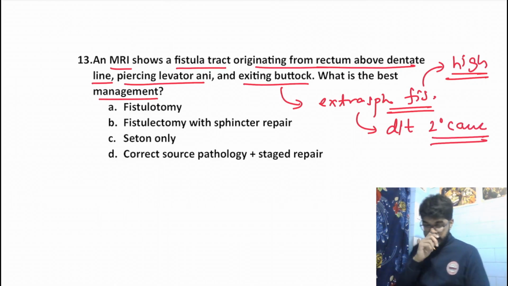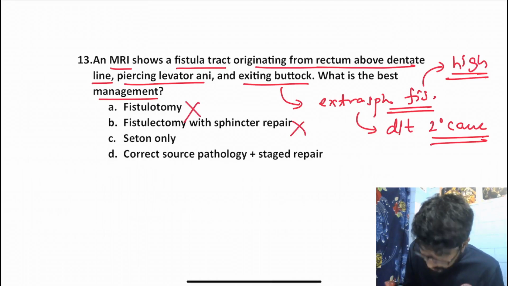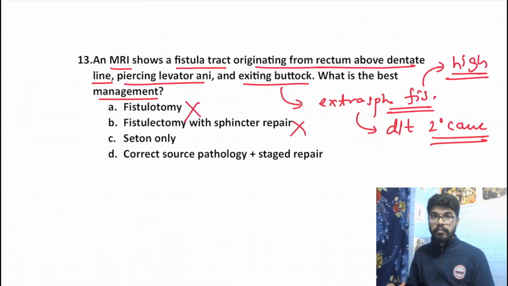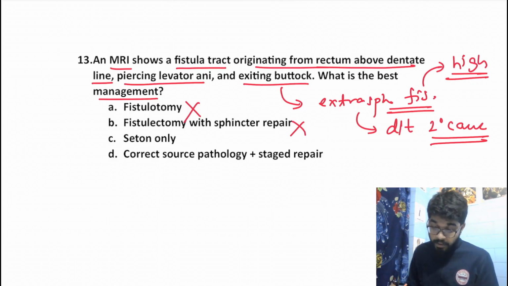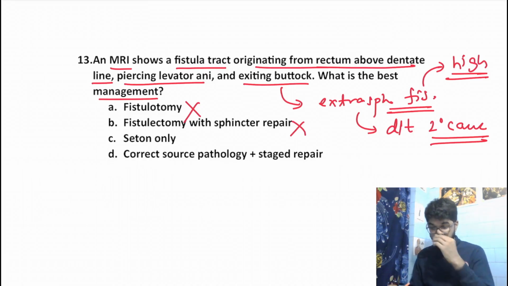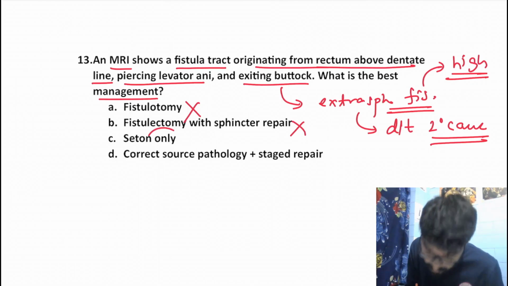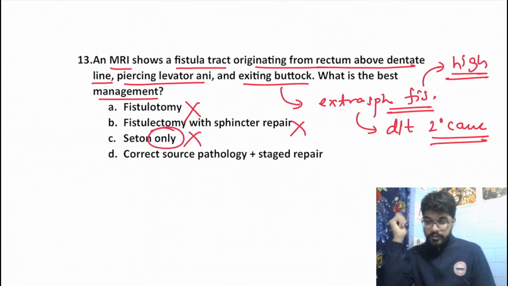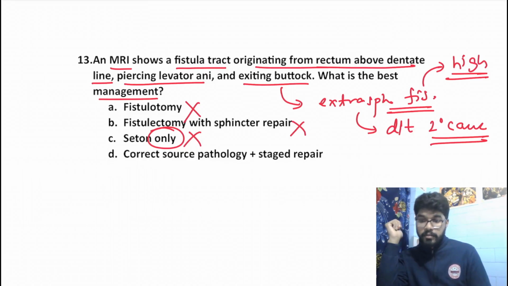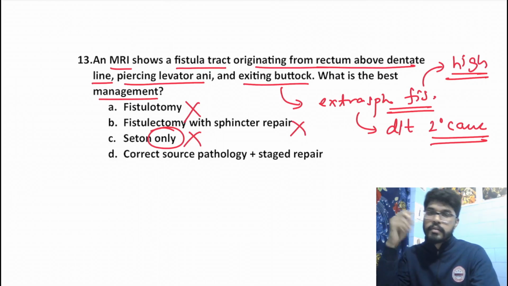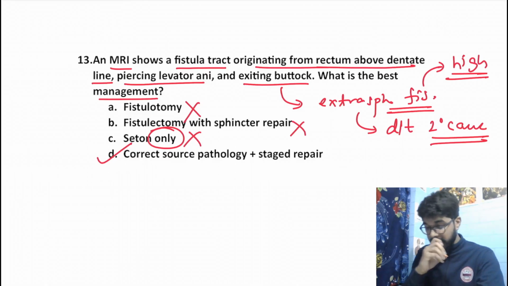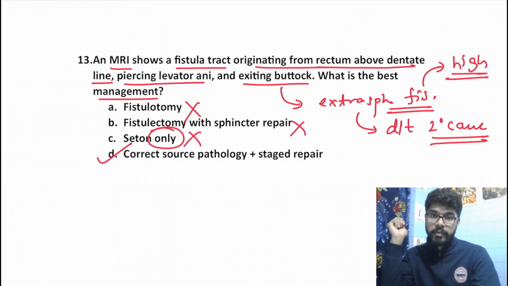Now fistulotomy and fistulectomy are directly ruled out because they are the preferred ones for low-lying perianal fistula. Now seton only, yes, setons are the preferred treatment for high-lying fistulas, but this word 'only' makes it an incorrect statement, because extrasphincteric fistulas are due to secondary causes. Setons can be used as a temporary measure, draining setons, but the best answer would be, of course, correcting the source pathology and staged repair.